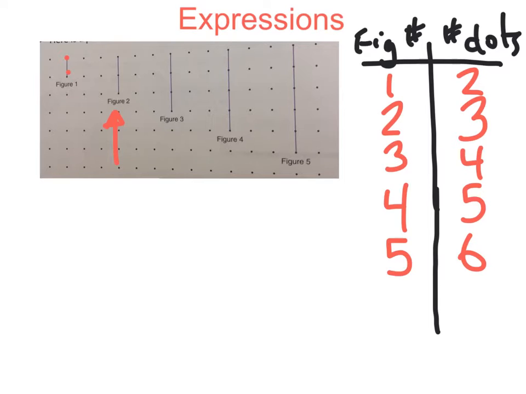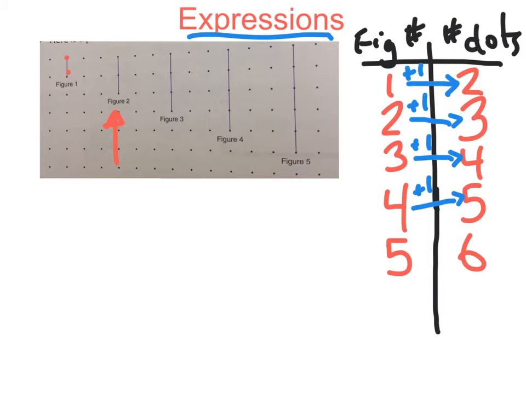Okay, so now to write an expression, we want to find a connection between the figure number and the number of dots. So from the figure number and the number of dots, we're looking horizontally across the table. How did we get from 1 to 2? Well, we added 1. How do we get from 2 to 3? We added 1. How do we get from 3 to 4? We add 1. And from 4 to 5, you betcha, we add 1. And from 5 to 6, of course, we add 1.